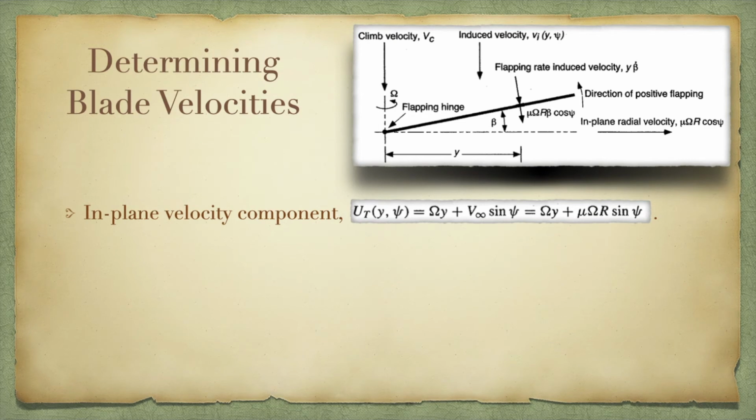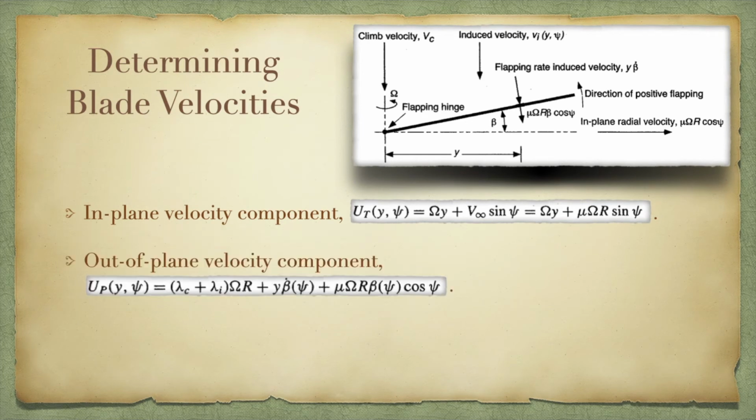Here psi is the azimuth angle. This is the in-plane velocity component, which is the free stream part. The out-of-plane velocity component is UP, which is also a function of y and psi. That is equal to lambda c plus lambda i into omega R, plus y beta, which is a function of psi, plus mu omega R beta cos psi. Here beta is also a function of psi.